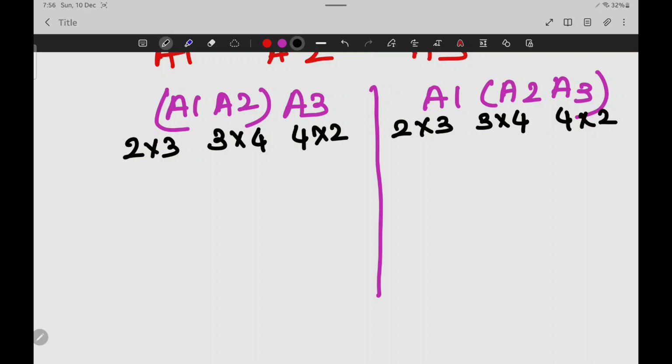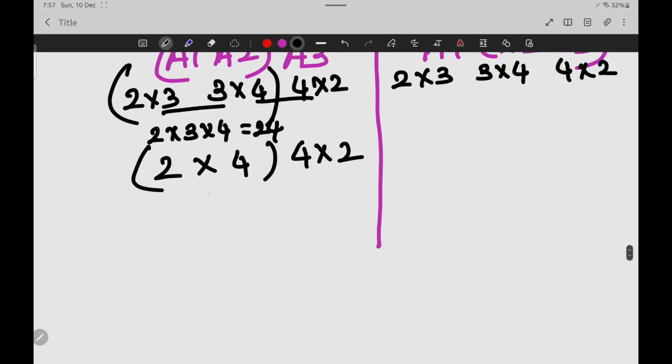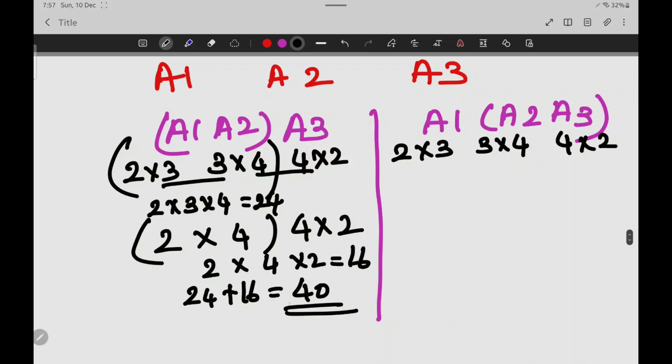What is the problem they are trying to say? We need to find the total number of multiplications. First we multiply these two: 2 into 3 into 4, that is 24 multiplications. The resultant matrix is 2 cross 4, and that should be multiplied with 4 cross 2. The number of multiplications is 2 into 4 into 2, that is 16. So 24 plus 16 is equal to 40. When we take this combination, we get 40 multiplications.